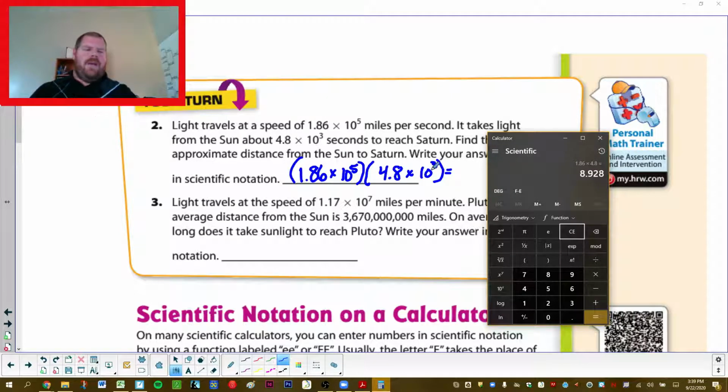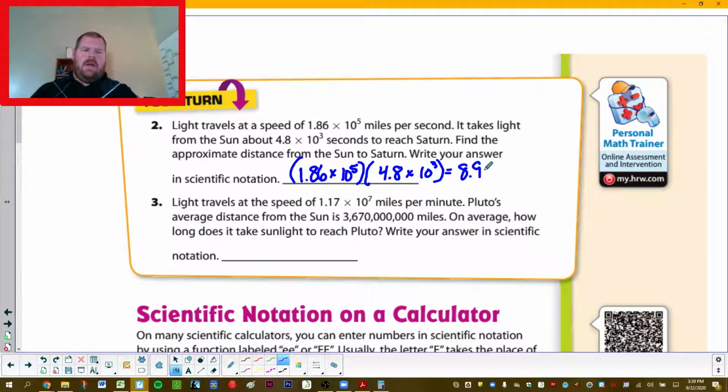And we get 8.928. Again, this is a number between 1 and 10, so we're good there. And then I'm going to deal with my exponents.